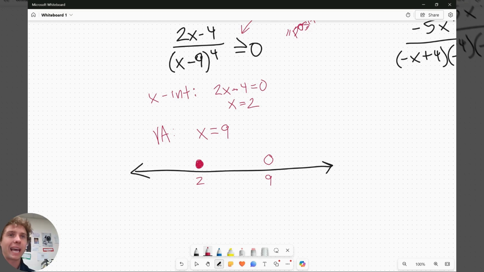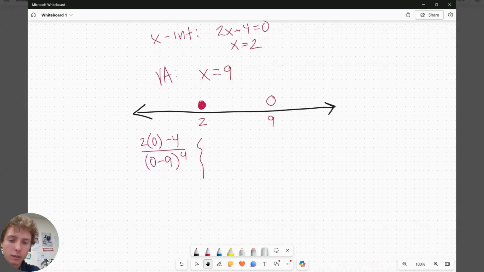So you can choose any value to the left, to the right, or in the middle of these to determine positive, negative, or 0. Let's look first to the left of 2. To the left of 2, I don't care what value you choose. Maybe I choose the value of 0. I want to know if I plug that in, does that give me a positive or a negative value?